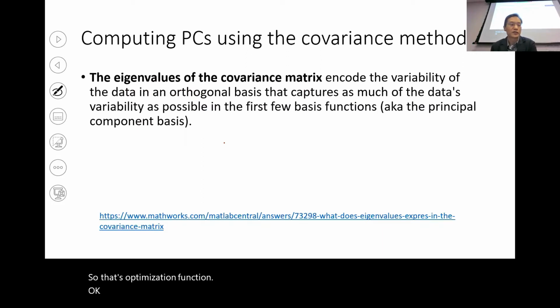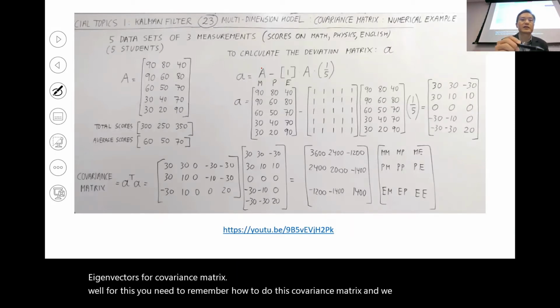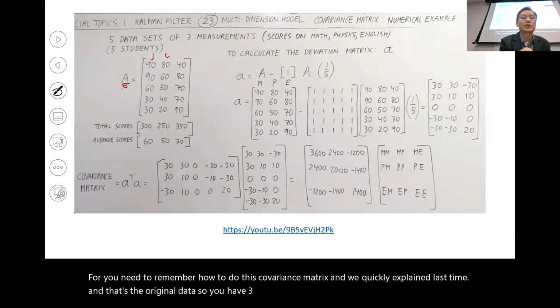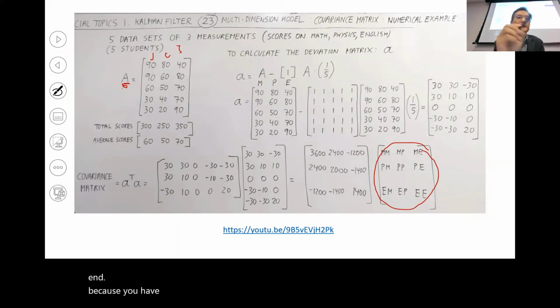Okay, now we are going to move to the real solution people use, which is to search for eigenvectors of the covariance matrix. For this, you need to remember how to compute the covariance matrix, and we quickly explained it last time. That's the original data. So you have 3 variables, 1, 2, 3. In that case, your covariance matrix will be 3 by 3 at the end, because you have 3 variables.